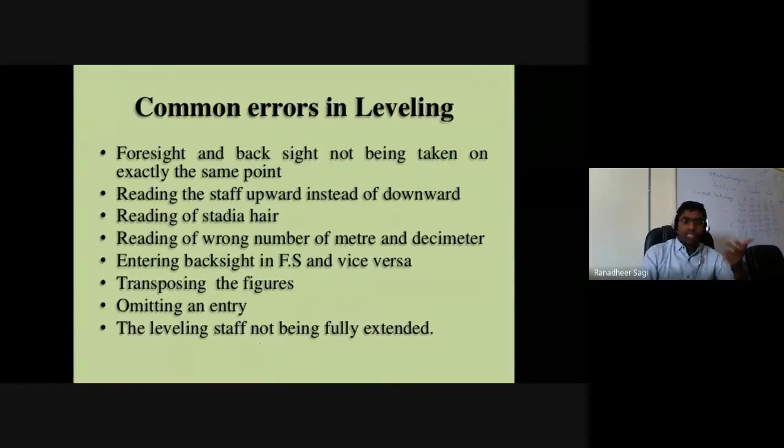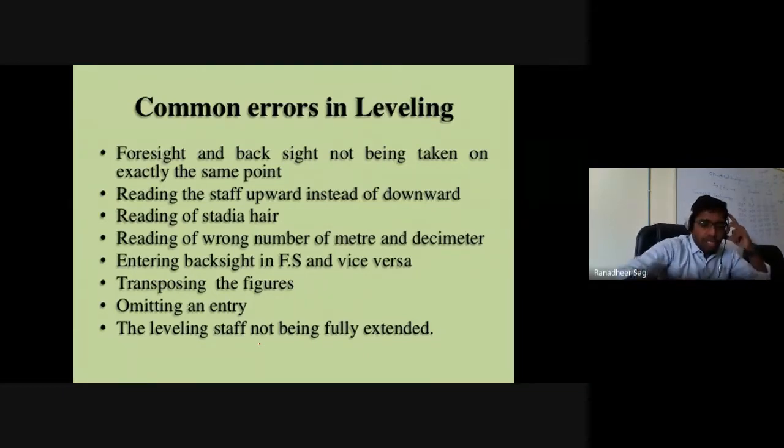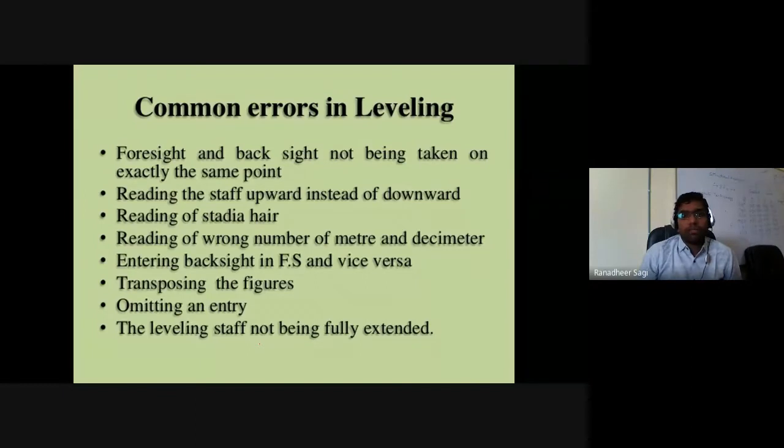These are different types of errors that we are going to be talking about. One is personal errors, instrumental errors, and natural errors. Likewise, whenever you are talking about leveling, the more common types of errors one would commit could come under what is called your personal errors, or your instrumental errors, or your natural errors.